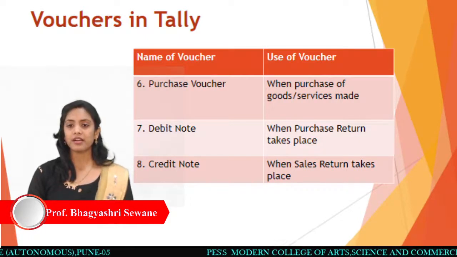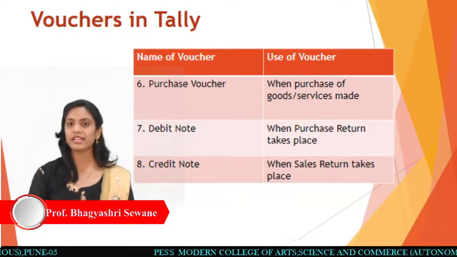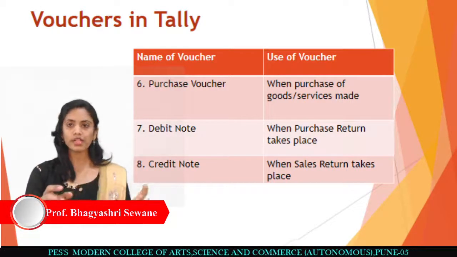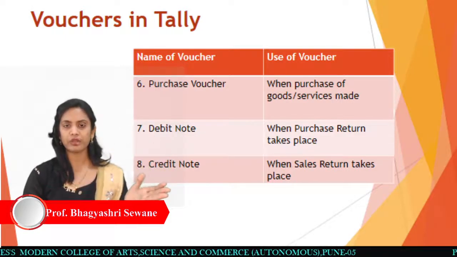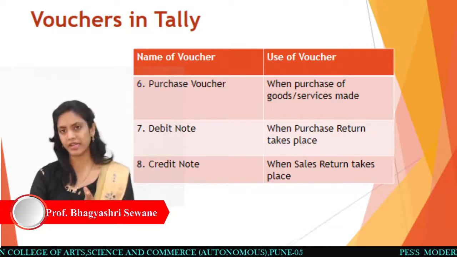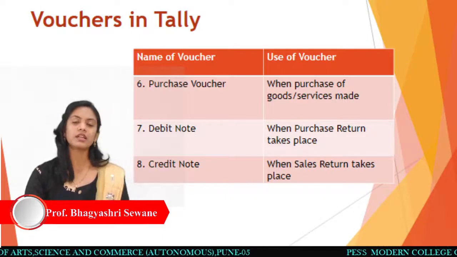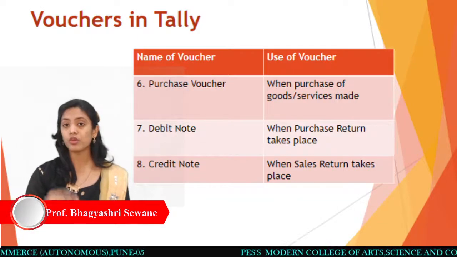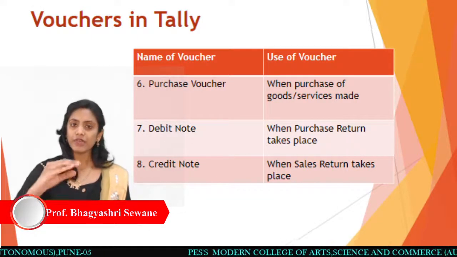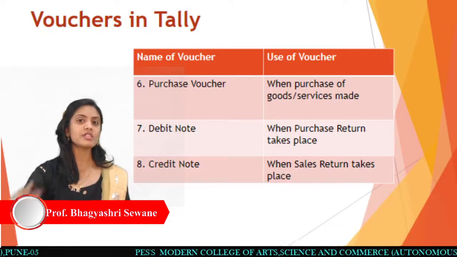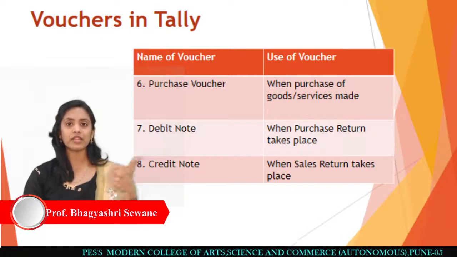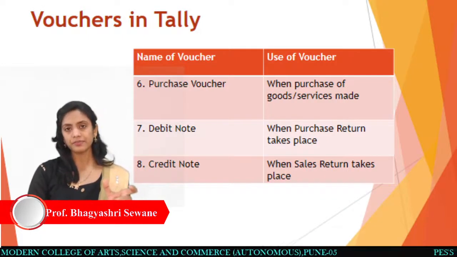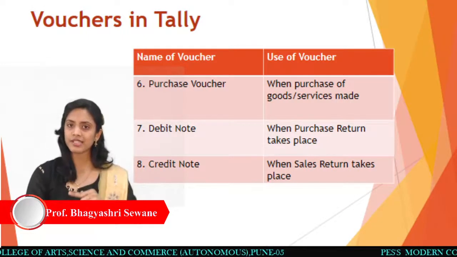I'm not going into that much detail because it is already covered in your basics. So when you do a purchase, what will be the entry? Purchase account is debited to that party account or a cash account, whatever the case. And when you return this purchase, if you want to return some of the defective goods to that supplier, whatever entry you have passed, a purchase account debited to cash or a party's account, at that time you have to reverse that entry.